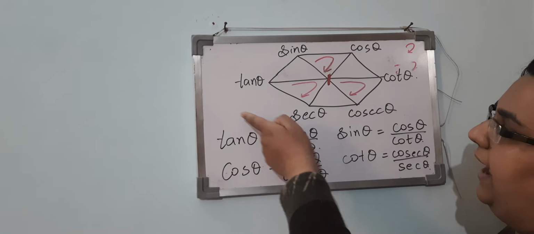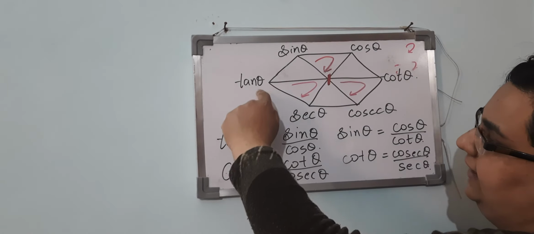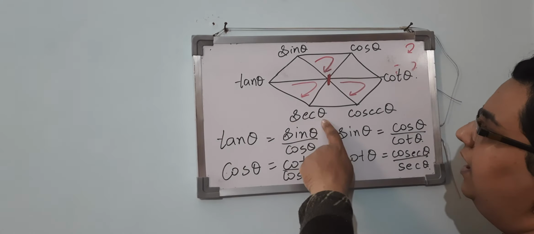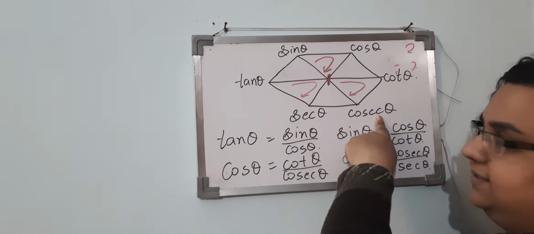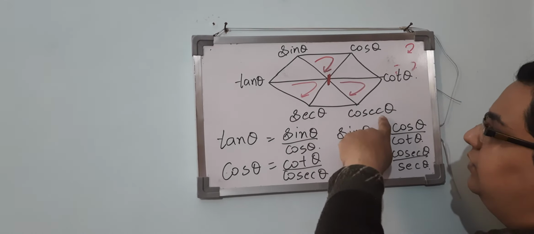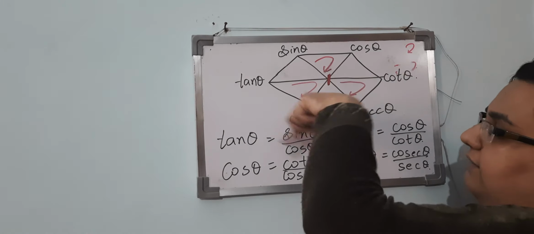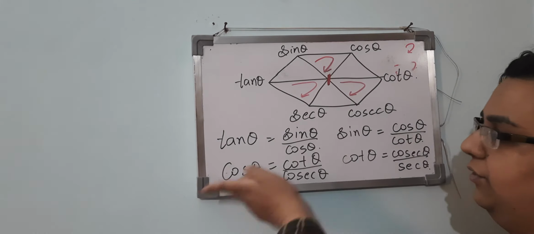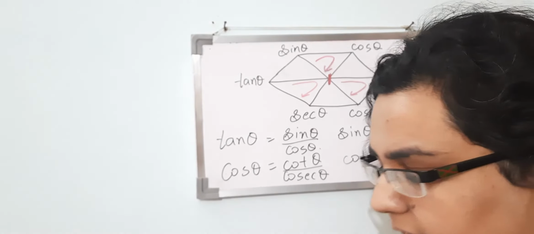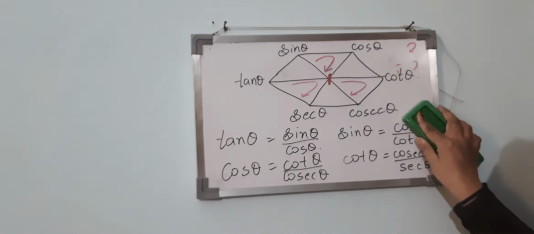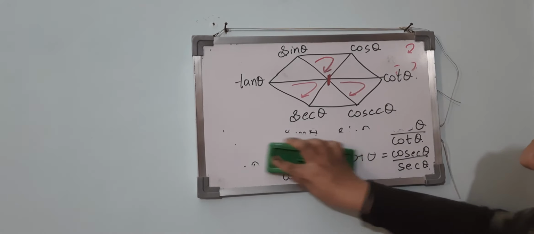Similarly, you can go anti-clockwise. Like tan theta is equal to sec theta over cosec theta. Then sec theta is equal to cosec theta over cot theta. So you can go clockwise or anti-clockwise, you will get the result. So it is another easy way to learn the formulas.